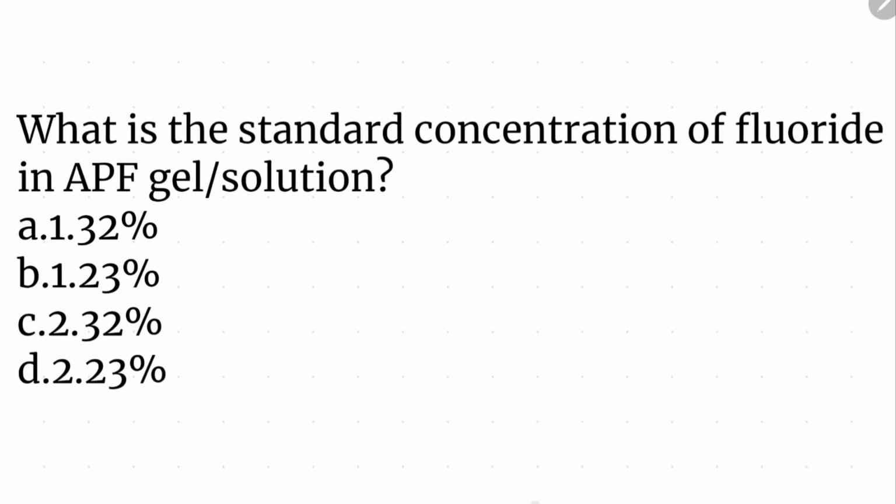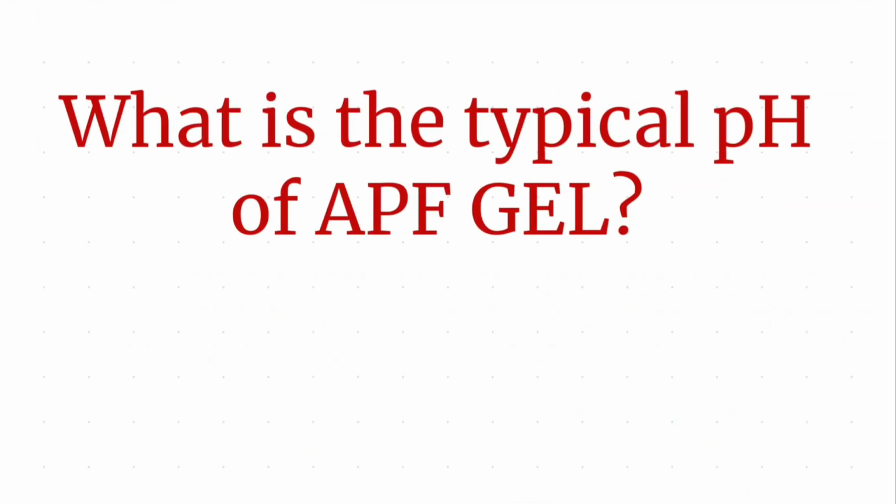The next question. What is the standard concentration of fluoride in APF gel or solutions? It is 1.32, 1.23, 2.32 or 2.23. Yes, you are correct. It is 1.23%. Going to the last question, you are going to comment the answer in the comment box. What is the typical pH of APF gel? Please remember the pH of APF gel and solution is different. Now you have to comment your answer in the comment box.